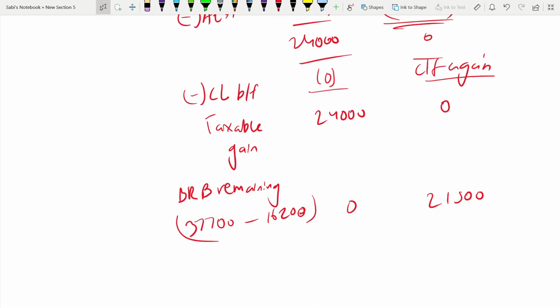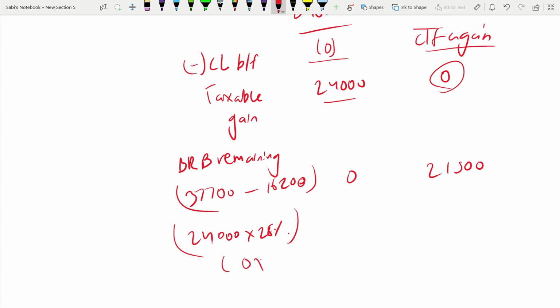So if you see, the 24,000 taxable gain would be taxed at what rate? 28%, residential property at the higher rate. And for Vanessa, she has a taxable gain of 0 at 18%. So here it is 0. I'm sorry, this is not 0: 24,000 at 28% is 6,720, and 0. So CGT payable. For the husband, that means for Thomas, it is 6,720.